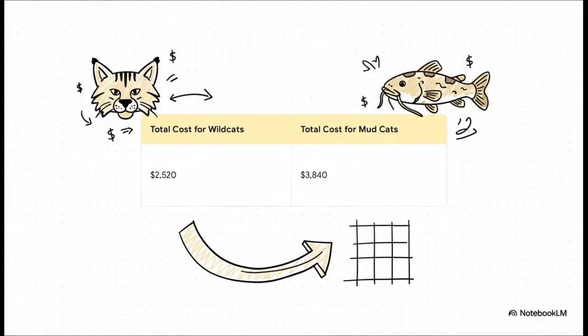And after you run that whole row times column dance, here's what you get. To find the Wildcats' cost, the matrix did this whole calculation. $300 per goal times 6 goals, plus $10 per ball times 30 balls, plus $30 per jersey times 14 jerseys, which all adds up to $2,520. The truly amazing part is that one single matrix operation did that for both teams, all at the same time. That's the power, one clean, elegant operation.